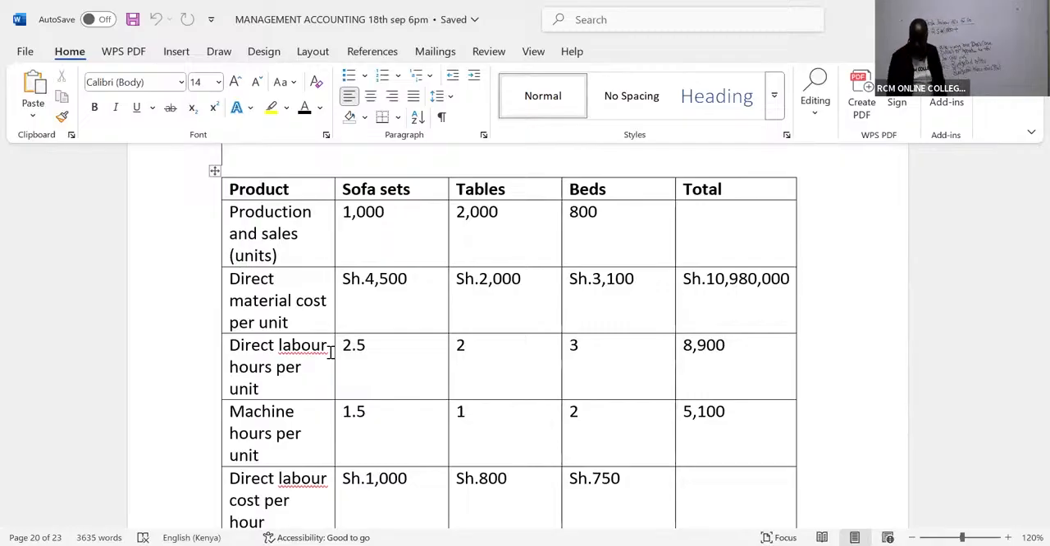All right. So I can see direct labor hours here for tables, it's 2. So 2 times what here, somebody? 2,000. Plus, ladies and gentlemen, I can see for beds, we need 3 hours per bed. So it will be plus 3 times what here, somebody? 800, isn't it? 800, thank you. Times 800, like that. Which ended up giving you, great guys, how much?